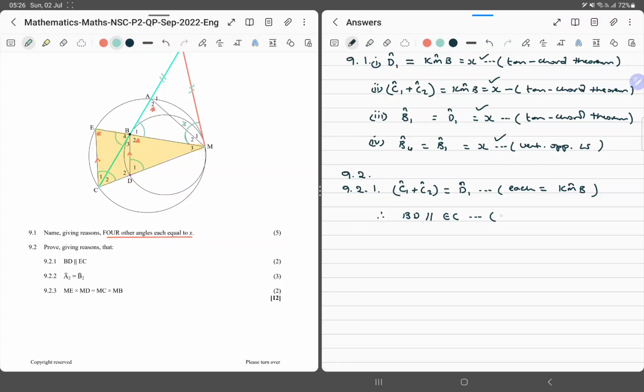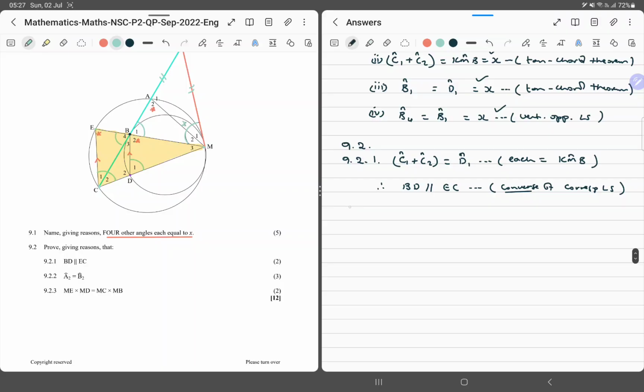Why? This is the converse of corresponding angles. Is there such a thing that says converse of corresponding angles? I don't know, but if we prove corresponding angles to be equal, conversely, the lines involved are parallel. I believe so. So essentially, this is the mark and that is the mark.